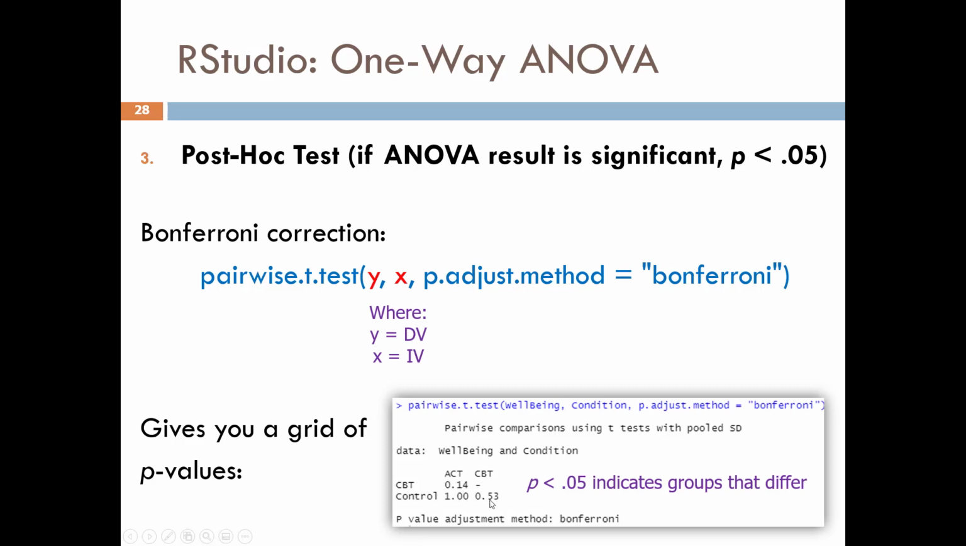But you want to look for portions of the grid where p is less than 0.05 to know which pairs of levels or groups differed significantly from one another. Now let me hop on over to RStudio to explain just a little bit more, and also let me show you a way to display means for each group, which may be useful also in interpreting the differences.